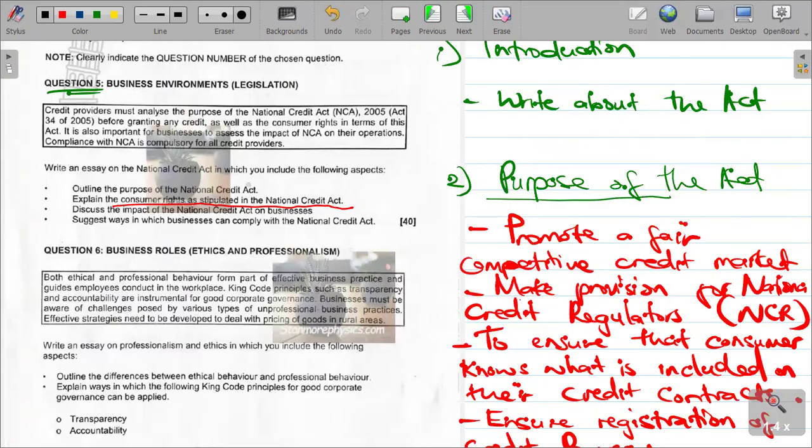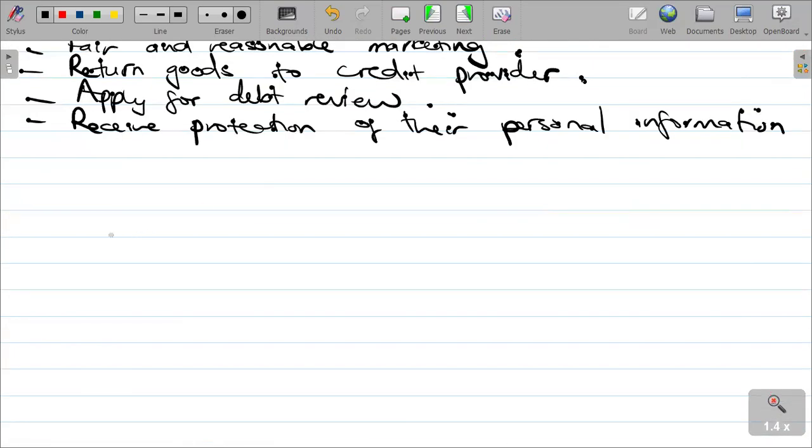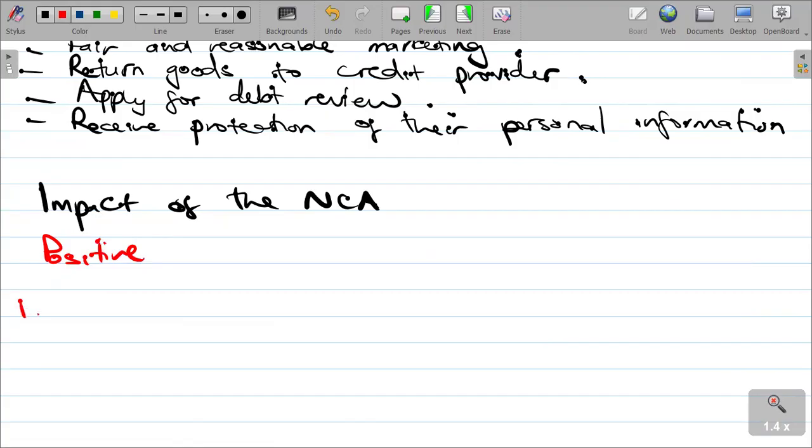So I'll discuss the impact of the National Credit Act on businesses. You can find that we have the positive impact of the National Credit Act.